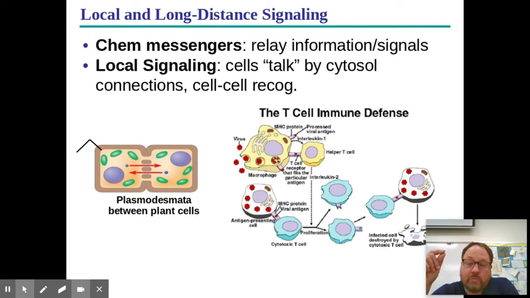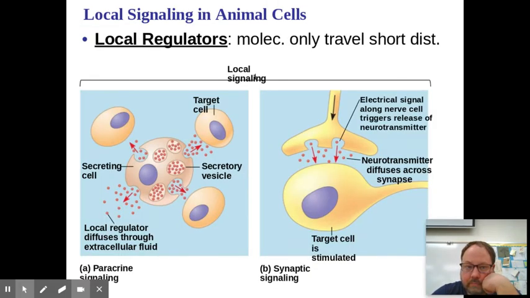This is when proteins on cells actually dock and interact with one another, and that is seen in the actions of the cells of our immune system. We'll get into B cells and T cells and helper Ts and all that kind of stuff in a later chapter, but they communicate with one another through direct contact. Okay? So again, these are types of local signaling.